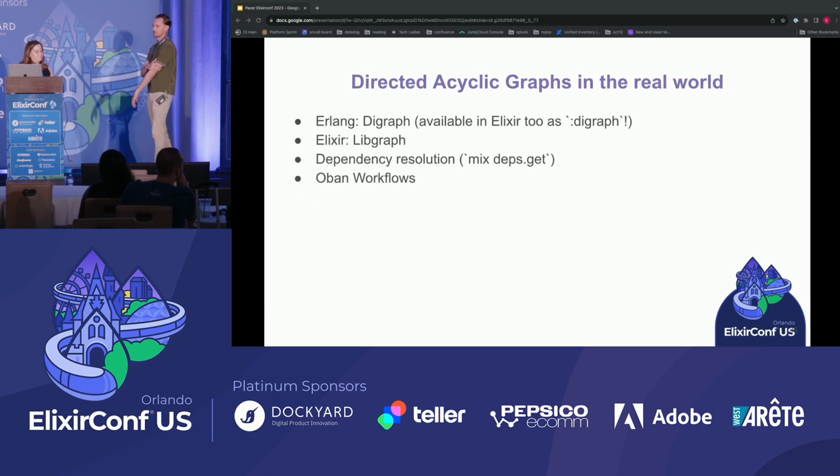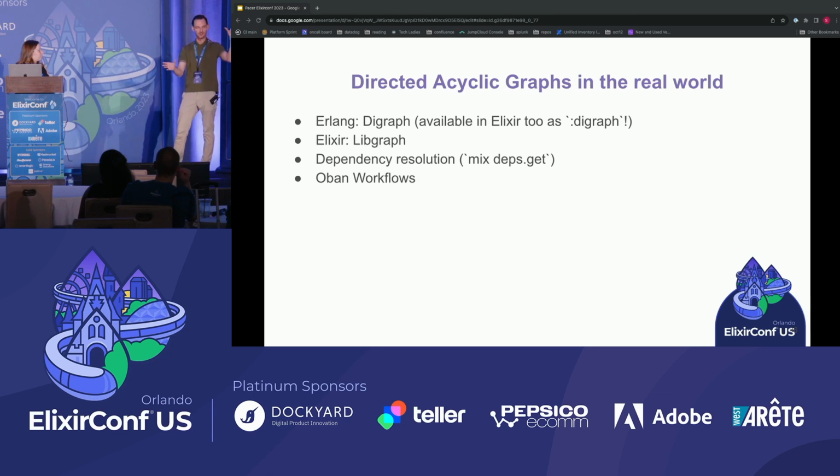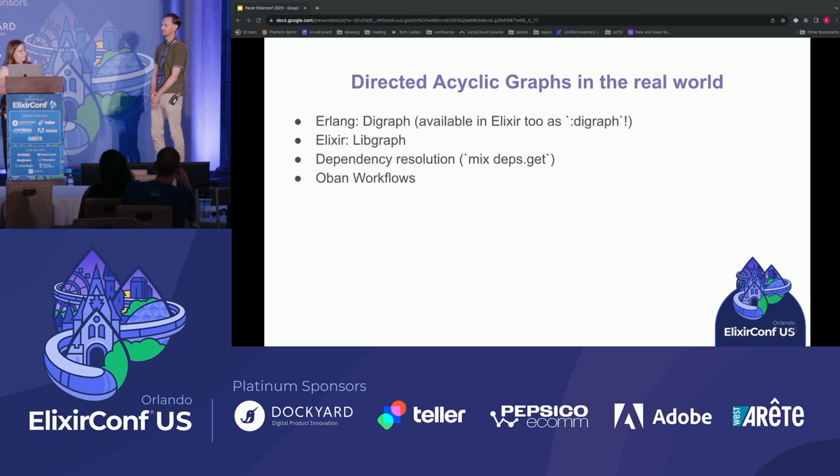Yeah, and so in the real world, you can probably come across this. A lot of you are probably familiar. Erlang already has built-in the digraph module for working with graphs. Elixir has a hex package called LibGraph that does a lot of the same things using a different data structure on graphs. And then, in the real world, we use this every day. When you call mix deps.get, it's actually building out a graph and then running a top sort on your dependencies. You can see this also in something like Oban workflows.